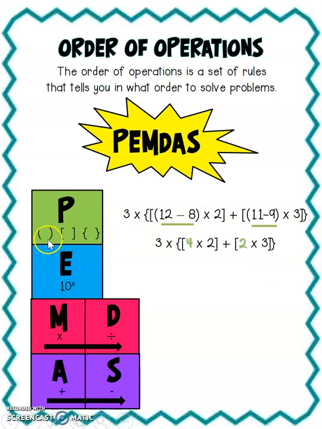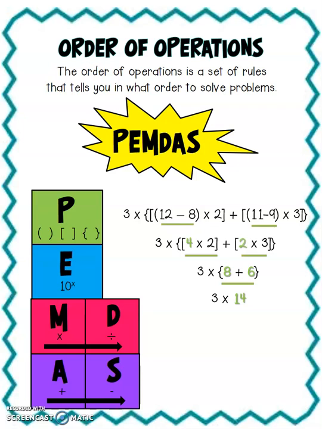I don't have any more curved parentheses, but next I'll need to look for any of the brackets. I have two sets of brackets, 4 times 2 and 2 times 3, so I'll solve those next. That means I can rewrite my expression as 3 times 8 plus 6. Now I have my final set of parentheses, the braces, with just one operation, the 8 plus 6. So I'm going to do that first and rewrite my expression as 3 times 14.